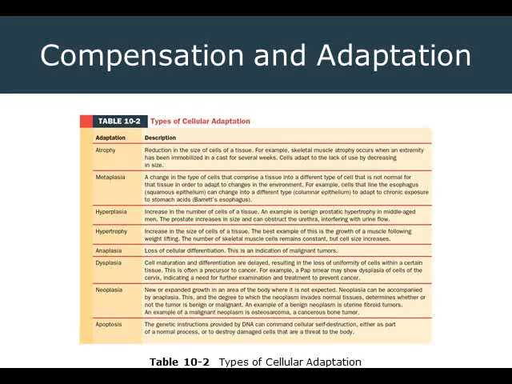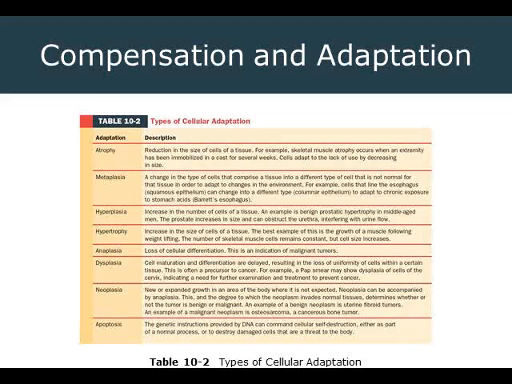So the cells aren't coming and going quite like they're supposed to, and so you have some instability in that tissue. You may have a neoplasia, and a neoplasia is new or expanded growth in an area of the body where it is not expected. So neoplasia can be accompanied by anaplasia. And the degree to which the neoplasm invades the normal tissues determines whether or not a tumor is benign or malignant.